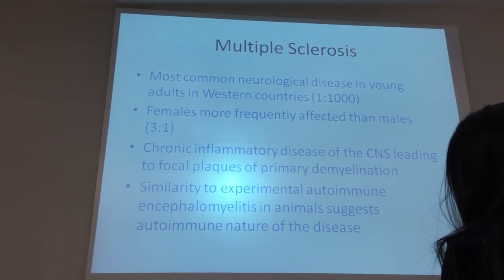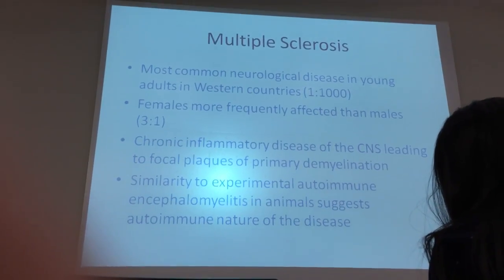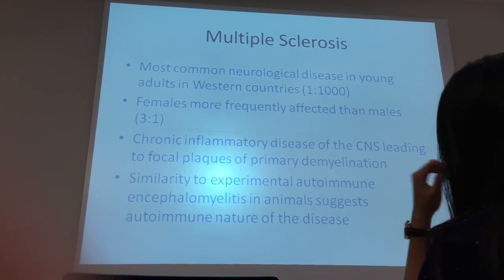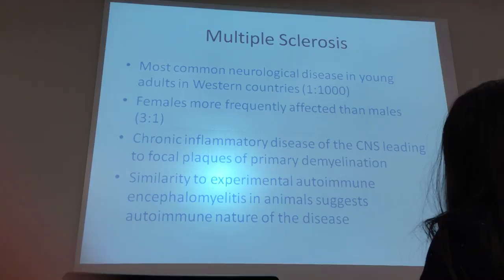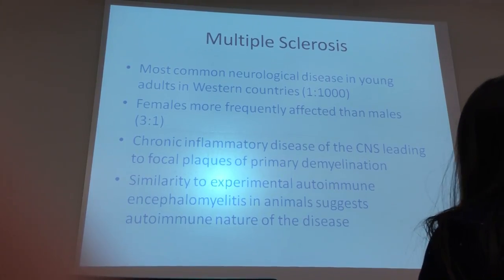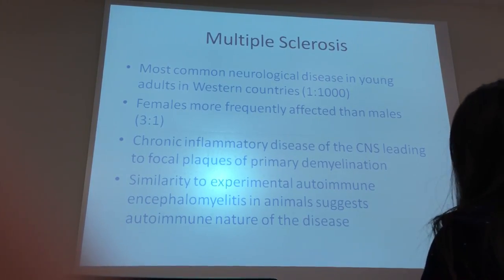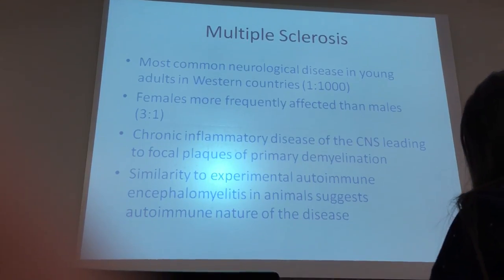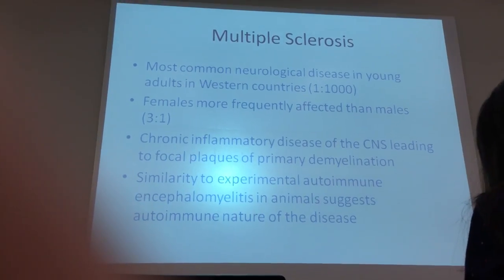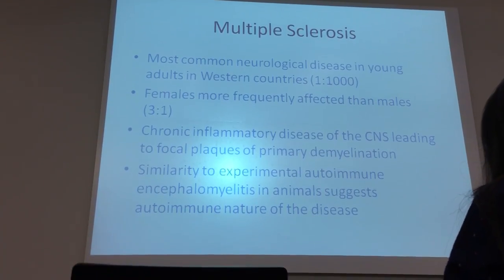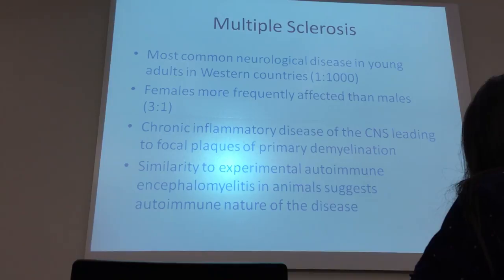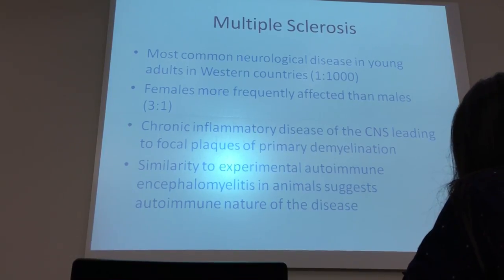Now, females are more frequently affected than males, as in many autoimmune diseases, with differences in the range of about 2 to 1. So what is multiple sclerosis? It's a chronic inflammatory disease of the central nervous system, which leads to focal lesions in the brain, where a particular structure of the brain is destroyed, and these are the myelin sheaths. The myelin sheaths are more or less the insulation sheaths of the impulse conducting axon.